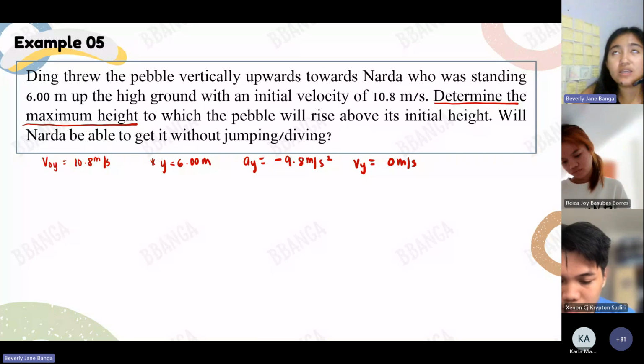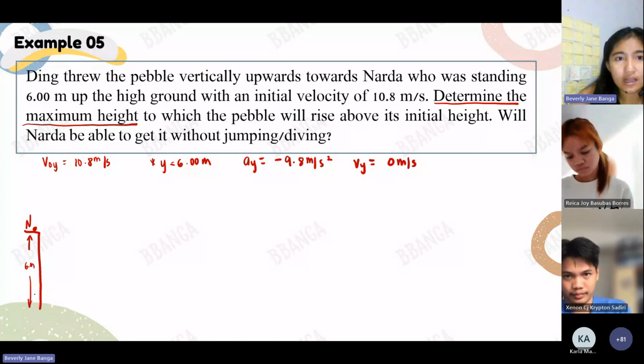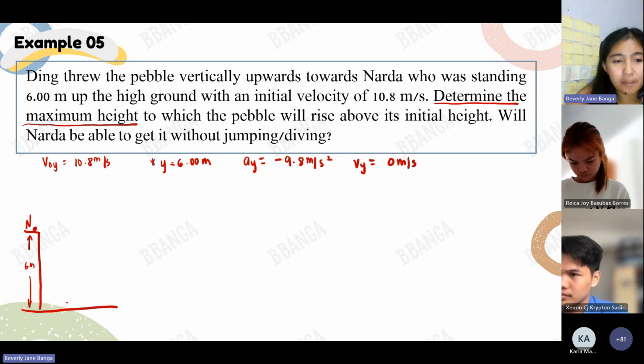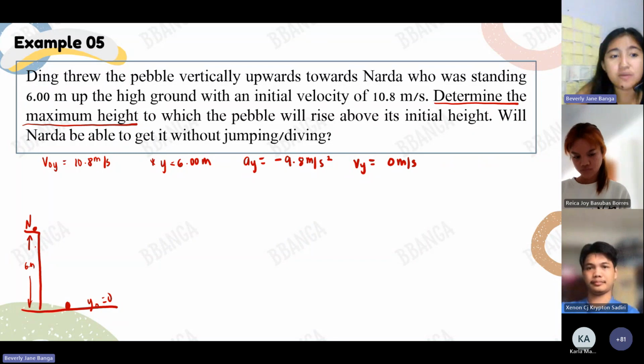So, ngayon class, i-visualize natin yung problem. So, si Narda daw, dito si Narda, 6 meters up the high ground, no? Samantalang si Ding nandito sa baba. Okay? So sabihin natin ito yung starting position ni Ding, y naught is 0. Ang tanong sa atin class, hindi pa si Ding, yung bato pala. So nandito yung bato sa baba, y naught is 0, no? 6 meters away from Narda.